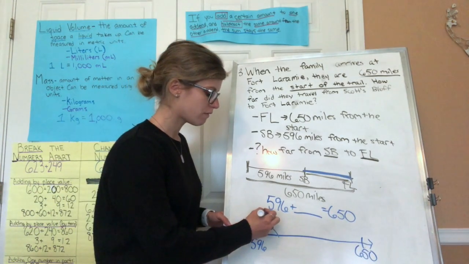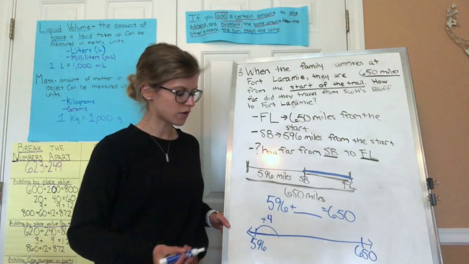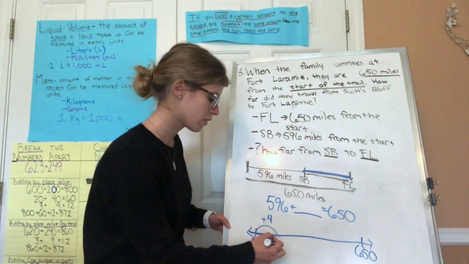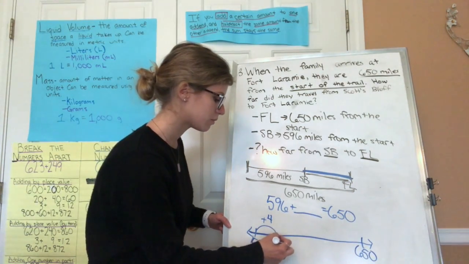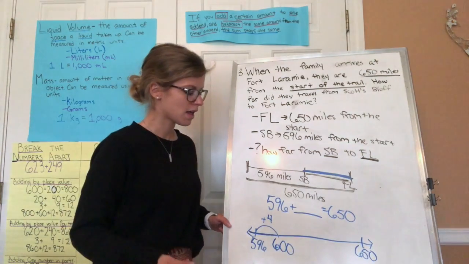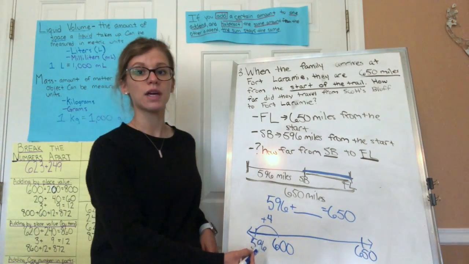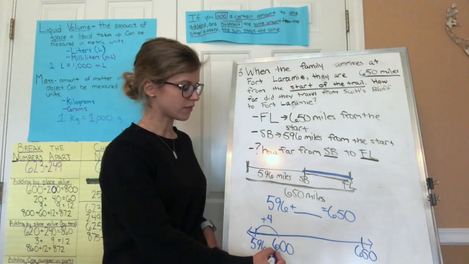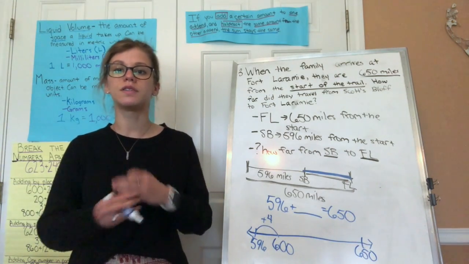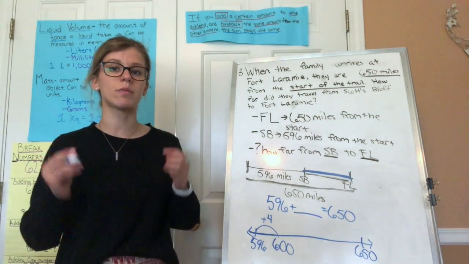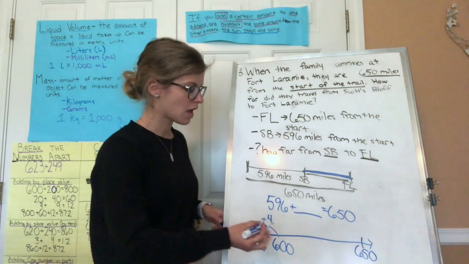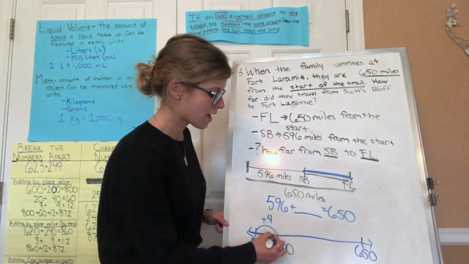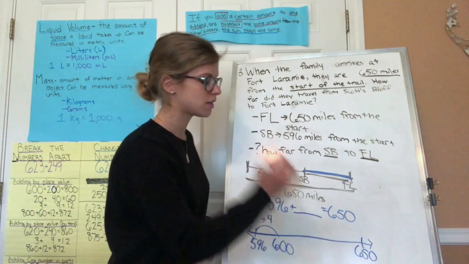So I'm going to add 4 because 596 plus 4 is 600. And by adding 4, I'm able to get to an easy number that's easy for me to add tens and ones. It's very friendly. It's an easy number for me to work with. And now I see that I need to add how much to get from 600 to 650.